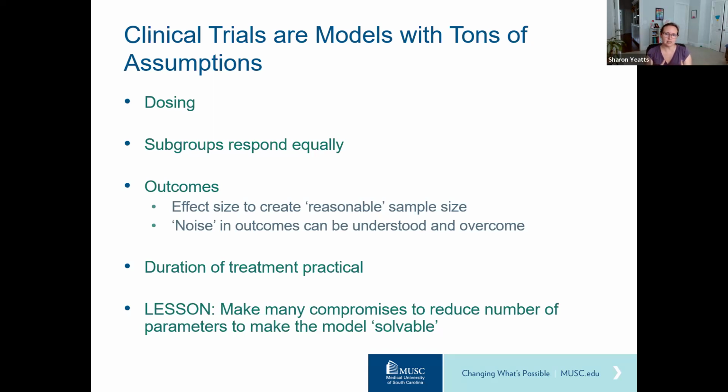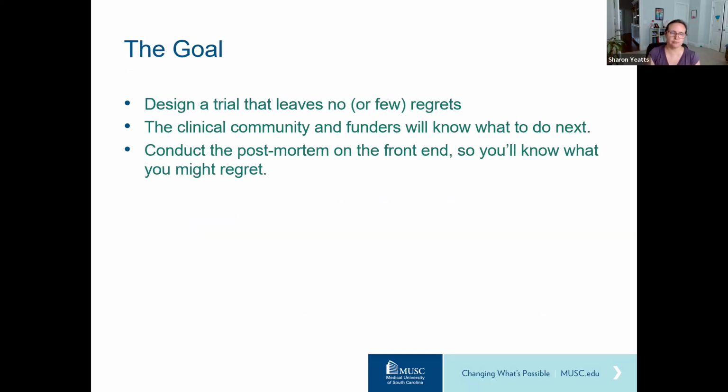So we make lots of assumptions. And at the end of the day, when we come up with a clinical trial design, really what we're doing is we're making lots of compromises on those assumptions because there's just too many parameters, right? We can't evaluate everything in one study. So we make lots of compromises to boil it down to the number of parameters that we can address and still allows us to have what we consider to be a solvable model. So the goal is really to design a trial that at the end of the day takes into account all of this uncertainty, but still leaves no regrets or as few regrets as possible.